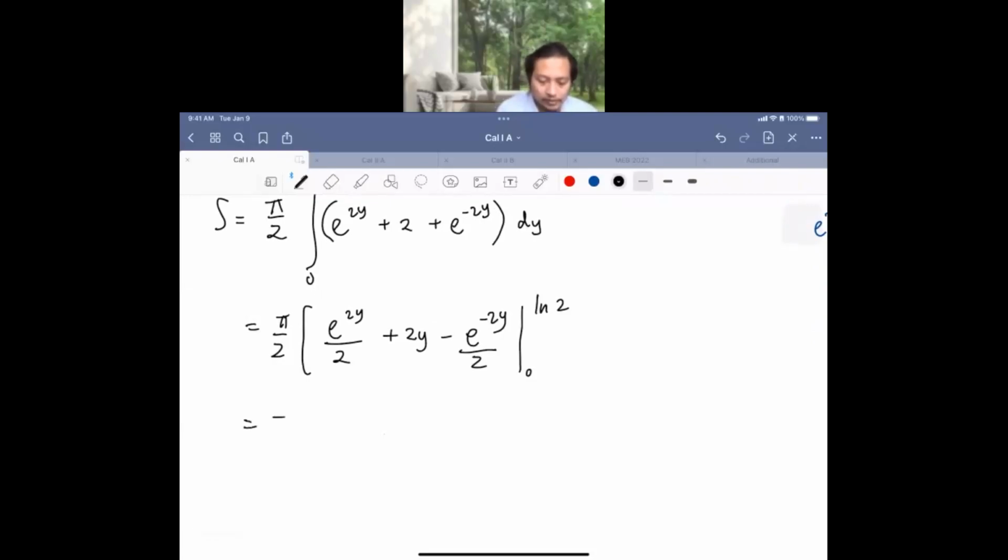And then solve for a while. If we plug in 0, it will be half minus half, 0, and y is 0, so 0. Now we put ln 2 here, so e^2y becomes 4, over 2, it's 2. And if we take this ln 2 here, the last term will be minus 4 over 2, which is negative 2. Plus 2 ln 2.